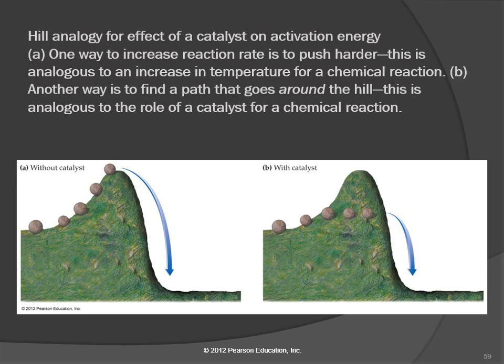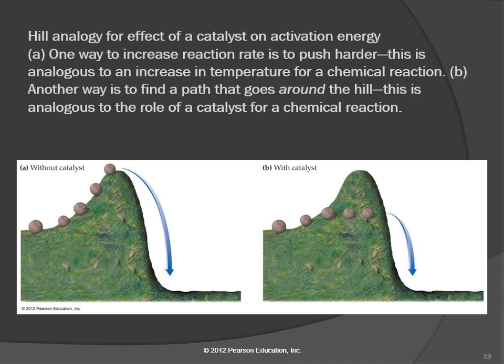So here's the hill analogy that your book uses. So trying to roll boulders off this cliff. First, you have to get them up this hump, right? You have to put in a lot of energy to push it up there. That's going to be a slow process. You can imagine that. A catalyst is like finding an alternate pathway around the hump.